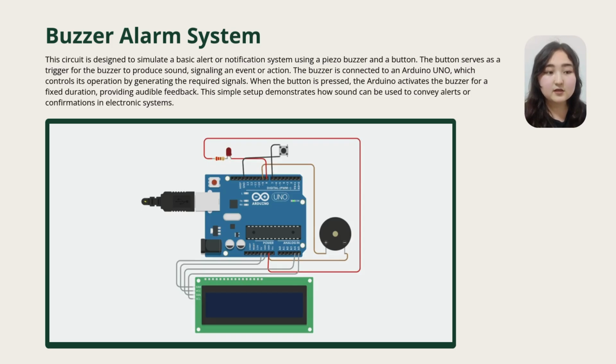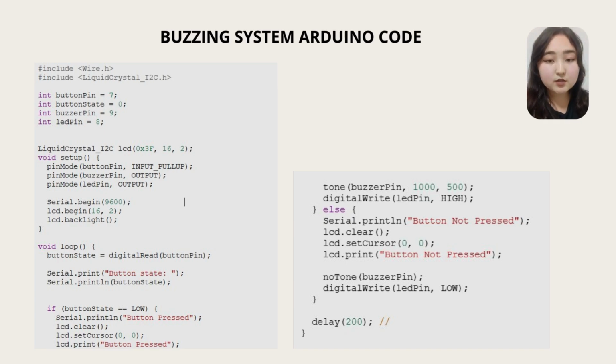If the button is not pressed, the system ensures no sound is emitted and the LED remains off. Additionally, the LCD informs the user that the button was not pressed. So let's talk about the code logic, which is really simple. Throughout the process, the button state is monitored continuously using the digitalRead function. When the button is pressed, the Arduino activates the buzzer and LED using tone and digitalWrite respectively. The LCD updates with a message saying that the button is pressed.